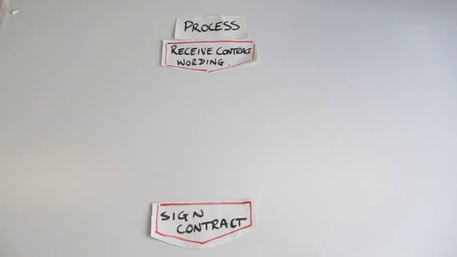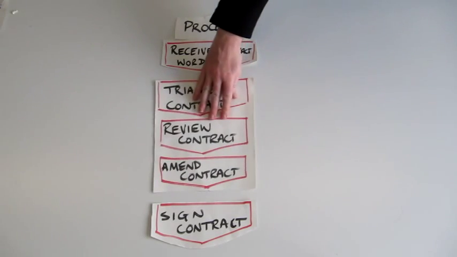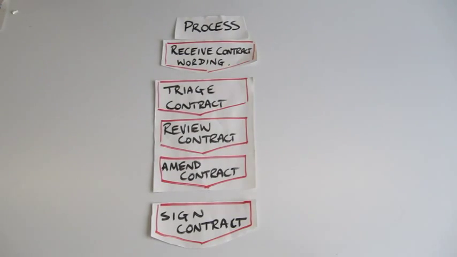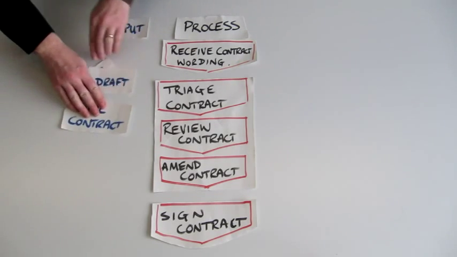A real example of how to build a SIPOC and how to use the SIPOC effectively. Start with the process, first identify the start and then the end. In this case, receive contract wording, sign contract, and then a few of the steps in between.